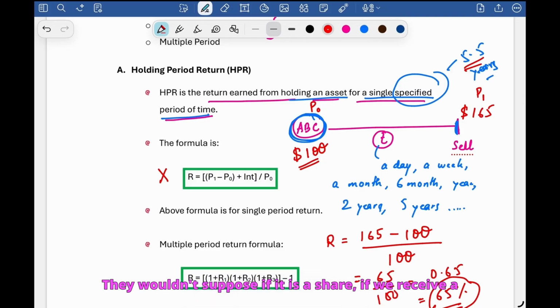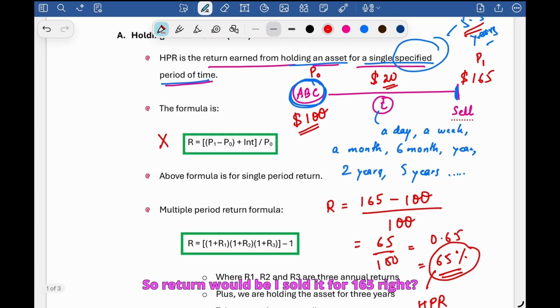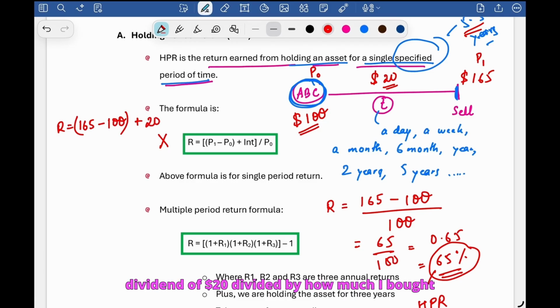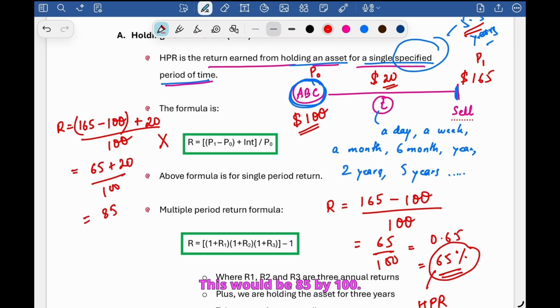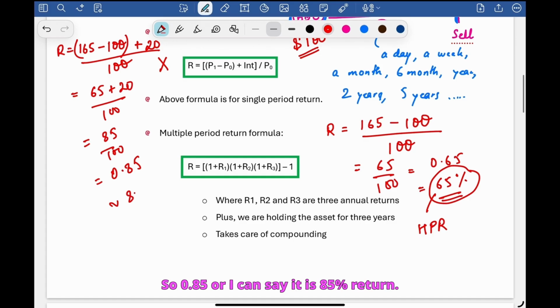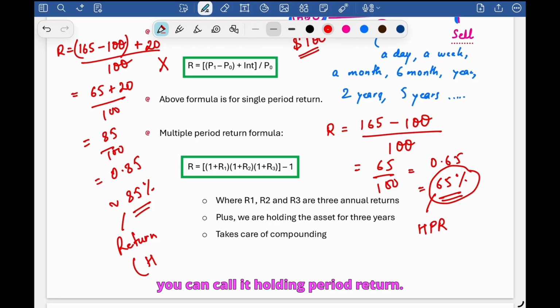Suppose it is a share, and we receive a dividend of, say, $20 in between. So what would be the return? I'm going to calculate it here. The return would be: I sold it for 165, minus I bought it for 100, plus I received a dividend of $20, divided by how much I bought it for. So this would be my return, 65 plus 20 by 100. This will be 85 by 100. So 0.85, or I can say it is an 85% return. This is the return or interest rate, or you can call it holding period return.